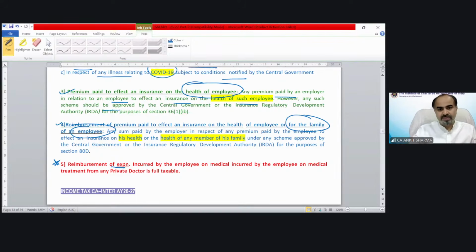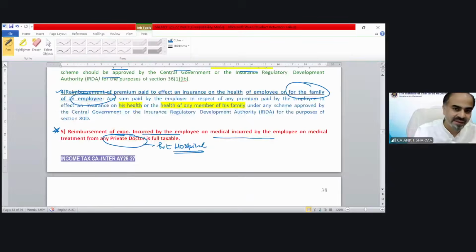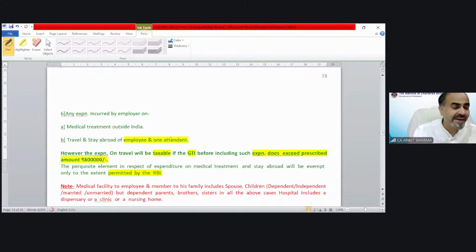No exemption is there. So the expenditure incurred by the employee on medical treatment from any private doctor, or we can say private hospital, is going to be fully taxable. If that private hospital is approved by commissioner and a specified disease treatment is there, that is going to be exempt. If it is a general disease or not approved by commissioner, then that private hospital expenditure which has been reimbursed by the employer is going to be completely taxed. It's not completed yet.